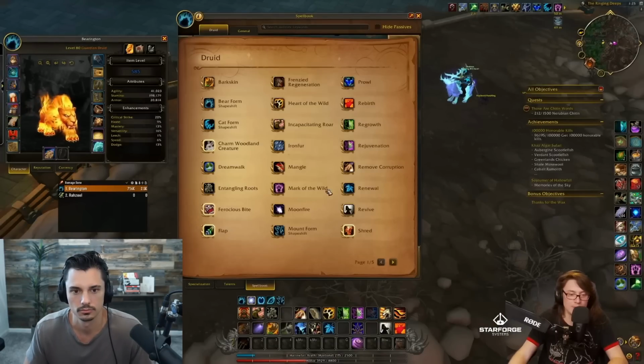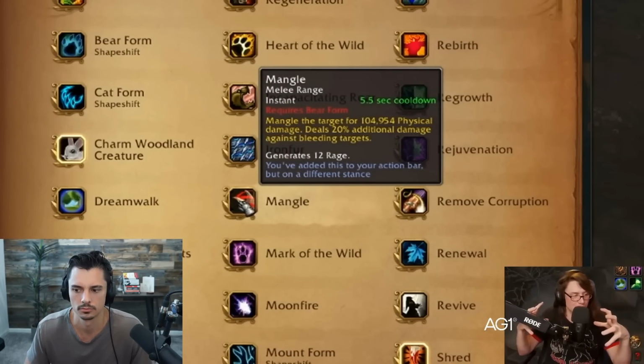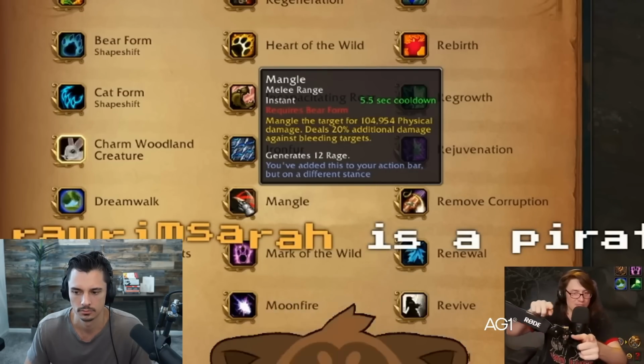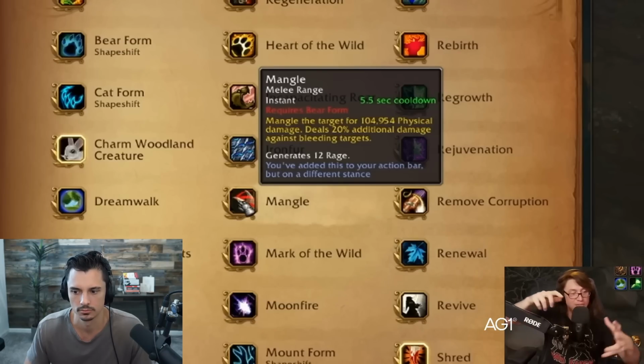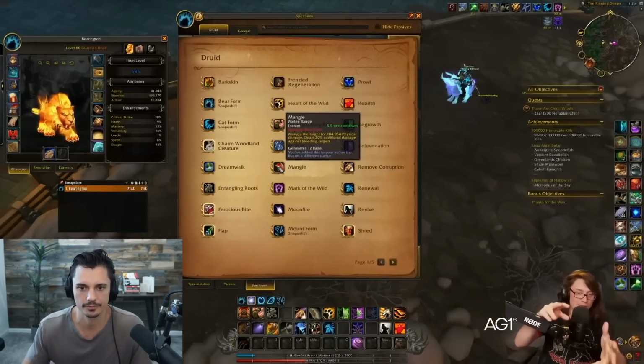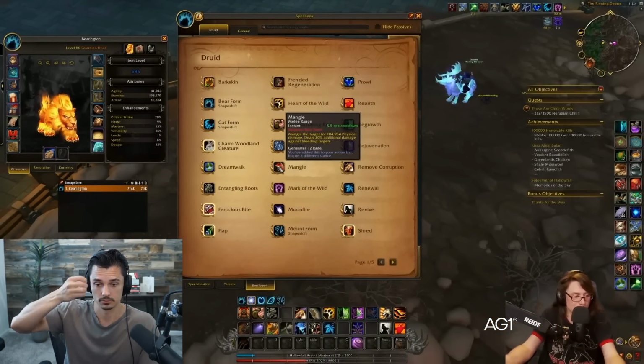If we go into the spell book, let's see if it'll actually show it in here. See how this says 104,954 on it? That's not actually the amount of damage you can do. You have an amount of damage that your character can do, and this spell has a coefficient. The coefficient determines how much damage this spell does based on your character's actual damage. So in this case, let's say that Mangle has a coefficient of 20%. This will be 20% of the overall damage that you would possibly do.